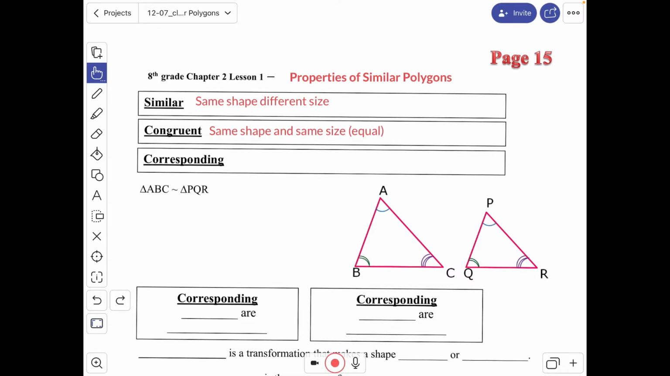Corresponding means in the same position or the same place. You might say they're matching, like side AB matches with side PQ. They're in the same place.